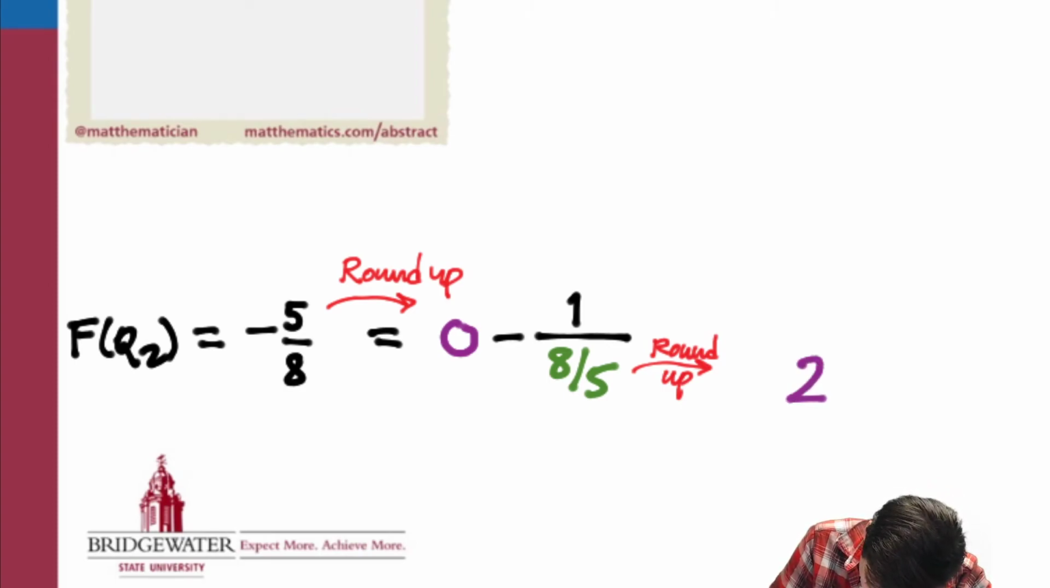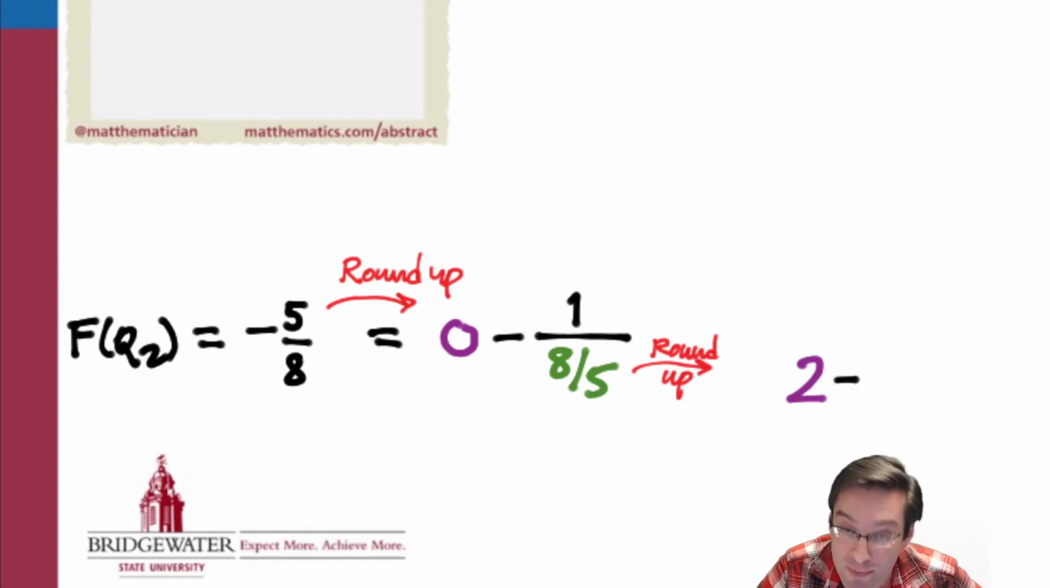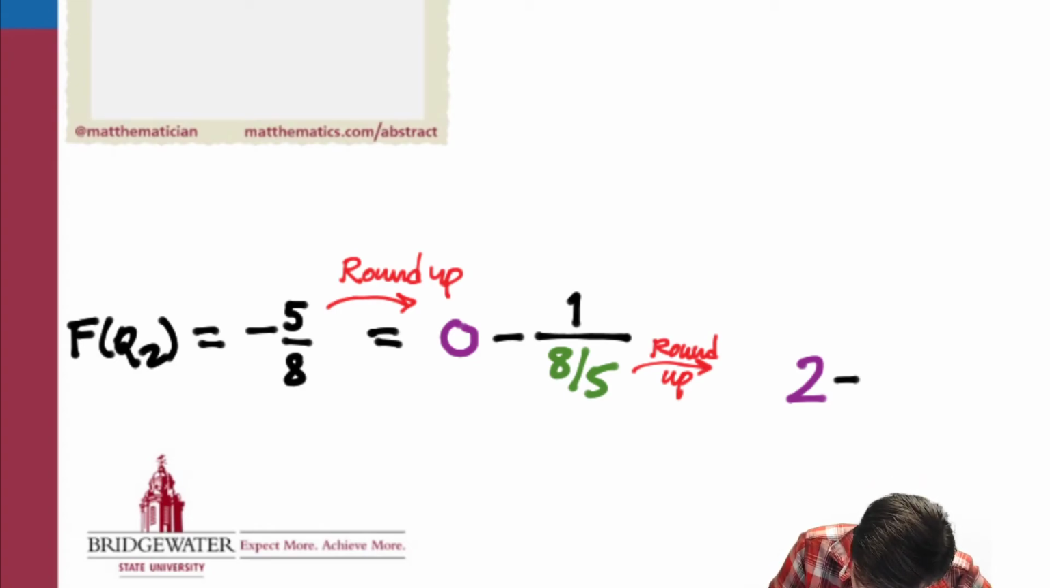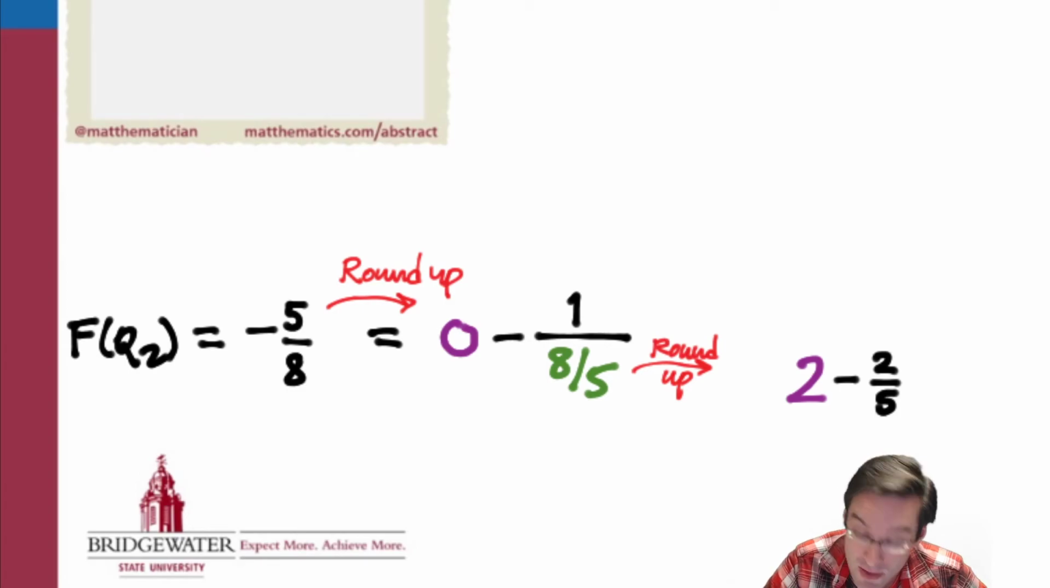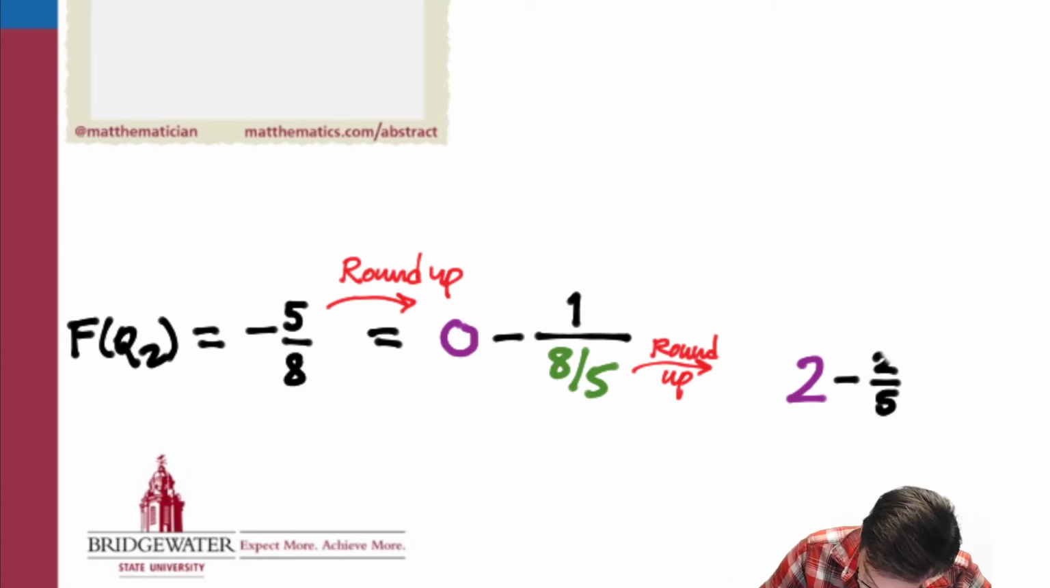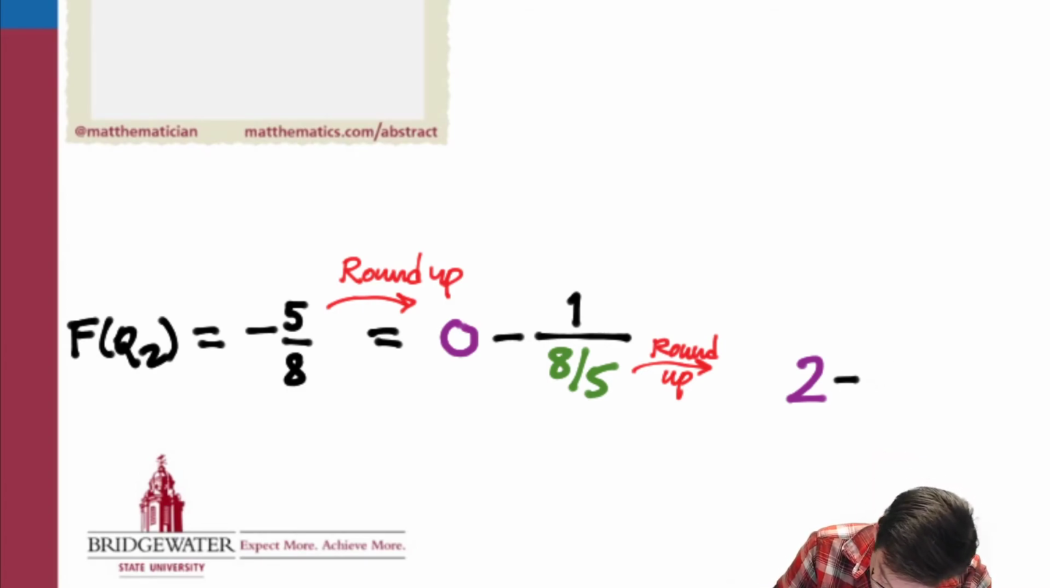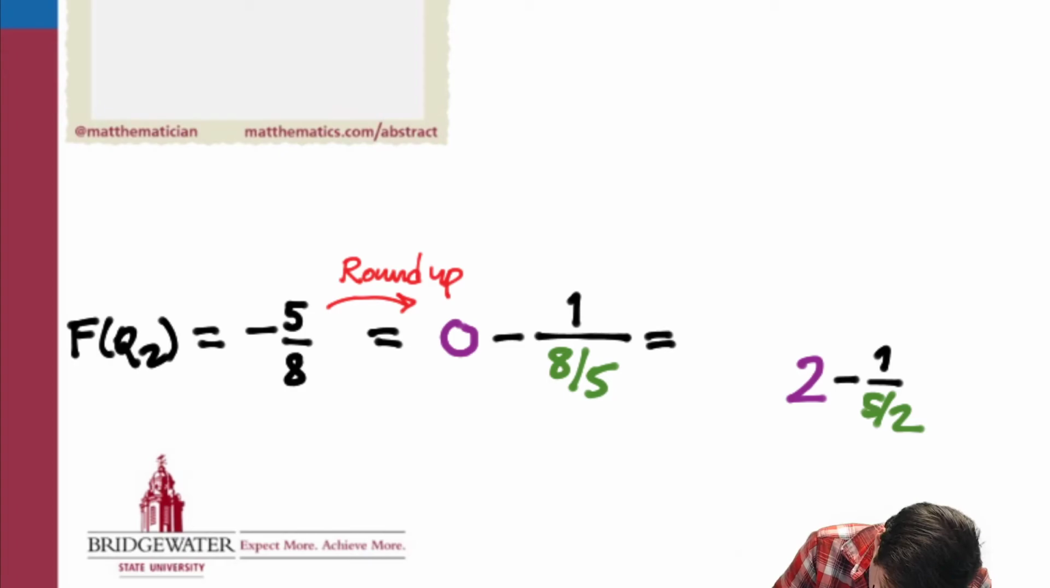So I'll get 2. And then the question is, 2 minus what is going to give me 8/5? Well, since 2 is 10/5, I know I'm going to need 2/5 when I subtract it from 2 to give me 8/5. But I want a reciprocal here, so I'll turn my 2/5 into 1 over 5/2, and I'll put everything else back in place here. So it's 0 minus 1 over all of that.